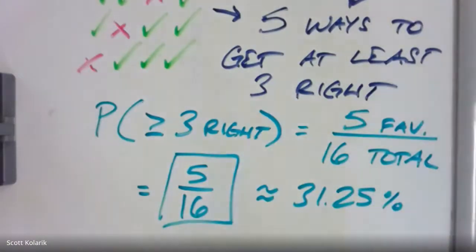So if you were wondering, if you were blindly guessing on this quiz, what's the probability that you get at least 3 right, at least a 75%? You have basically a 1 in 3 shot of getting it. Okay. All right, let's move on.